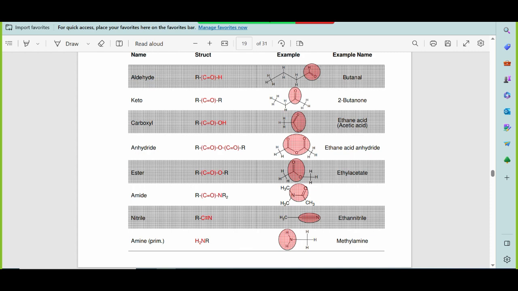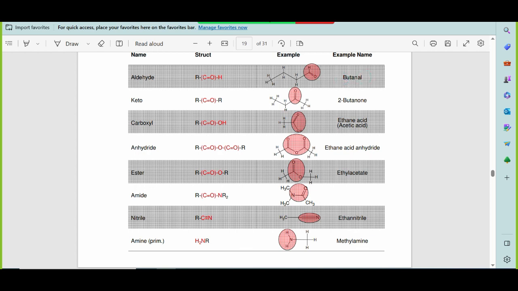And the termination is -al, like here. So we have 1, 2, 3, 4 carbons. You also count the carbon of the functional group, of course. So this is a carbon here, 2, 3, 4. So it's butanal.